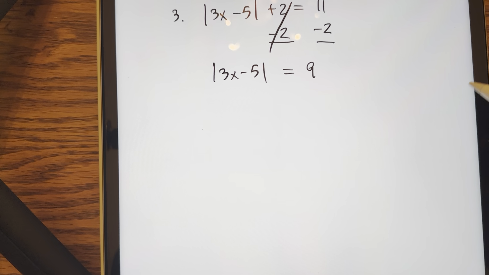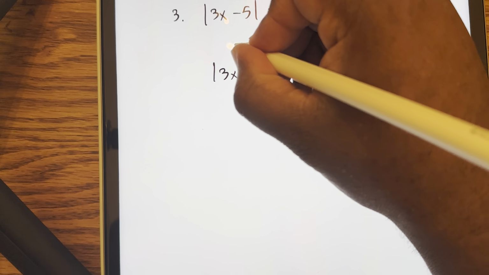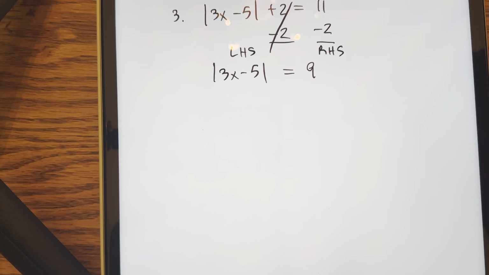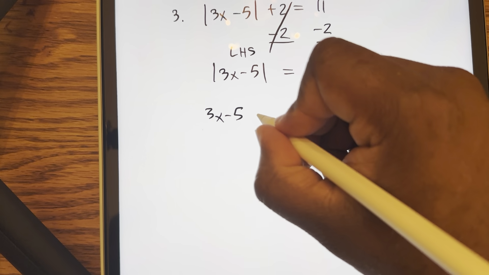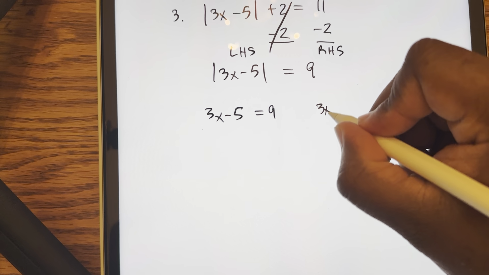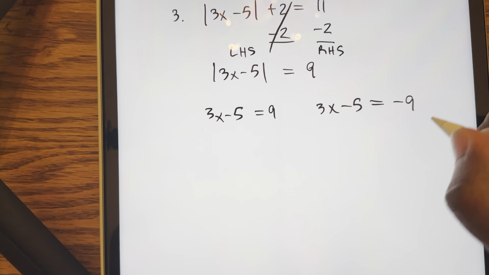Now at this point, there's nothing else on my left-hand side, LHS. This is the right-hand side of the equal sign. There's nothing else surrounding the 3x minus 5 that's within the absolute value. So now I can apply my positive and negative setup to solve. So we have 3x minus 5 here is equal to positive 9. And we have 3x minus 5 is equal to negative 9.